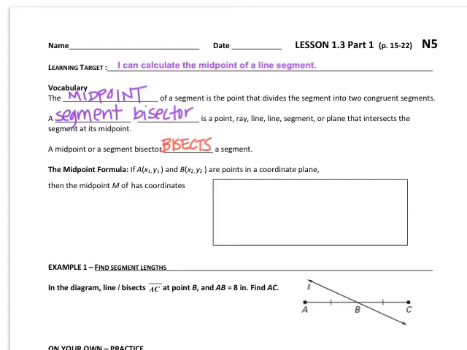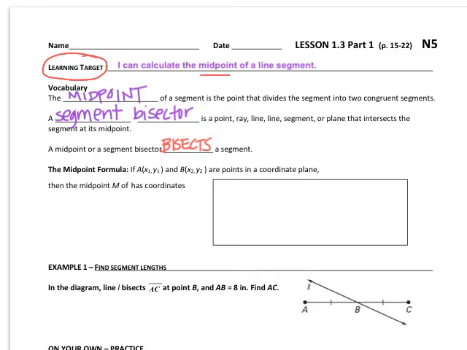This is lesson 1.3, where we're going to be learning about calculating the midpoint of a line segment when we're given 2 points on the coordinate plane. So what I would like you to do is make sure you have a pencil to write these notes, and make sure, of course, that you're writing in your learning target. Today you're going to be calculating a midpoint of a line segment.